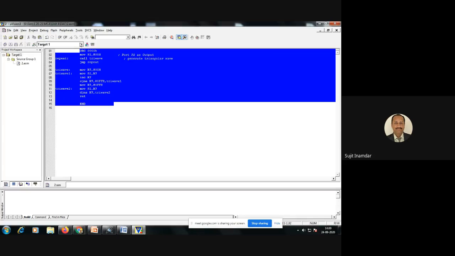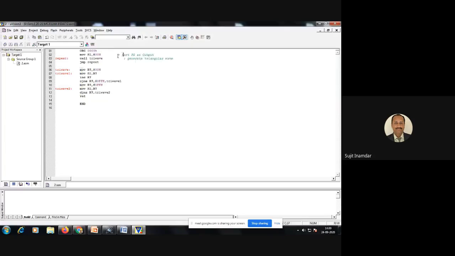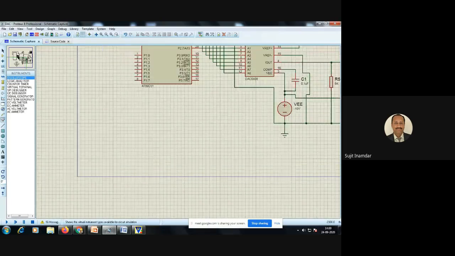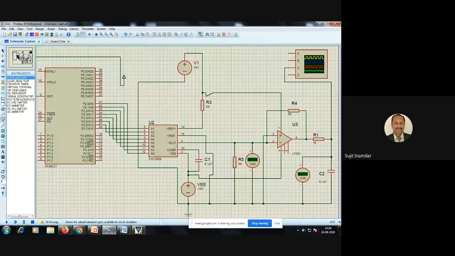So it starts with the 00 initialization. But here, if you are observing, MOV P2, #00H, that is, port P2 is configured as an output, because of the Proteus diagram, this is the diagram that is there. Here, this port P2 I have used for the connection. So that's why P2 is initialized as an output port.